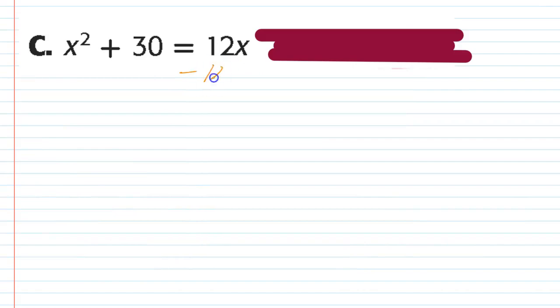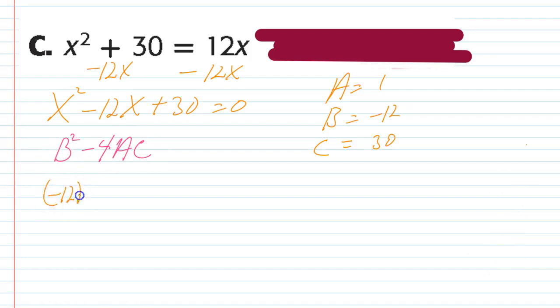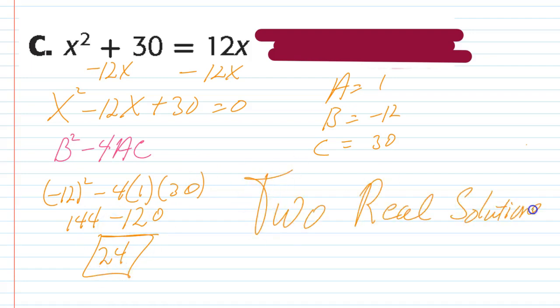Last problem, again, subtracting that 12x to the other side. List your ABCs. And then plug it into the discriminant, which gives you negative 12 squared minus 4 times 1 times 30. Your discriminant is 24, which means it's a positive number, so I have two real solutions. And we can always check our answer.